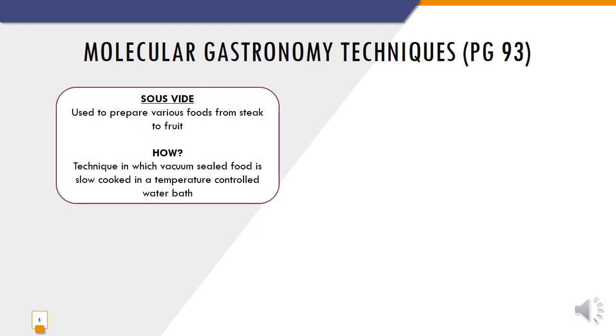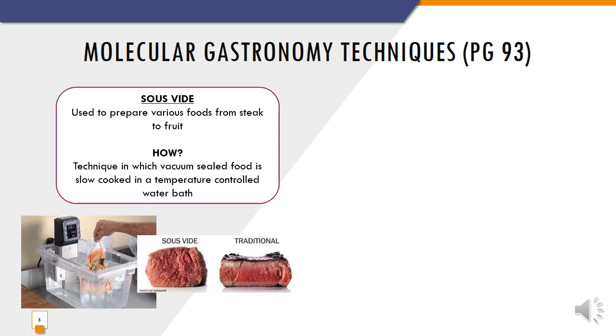Sous vide is another technique used to prepare various foods from steak to fruit. This is done by vacuum sealing foods in a plastic bag and cooking them in a temperature-controlled water bath. Below you can see a sous vide water bath controller with a piece of fish in a vacuum-sealed bag that is lowered into the bath. This is slow cooking but on a temperature control scale. You need to seal the bag tightly using a vacuum sealing machine to remove all the air so that the package does not explode in the water. This creates the most tender items.